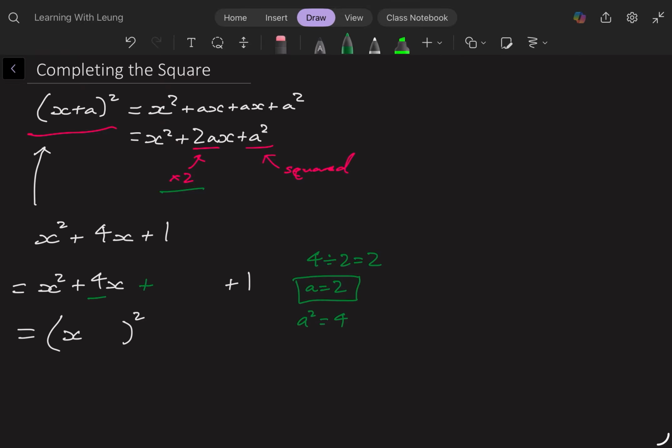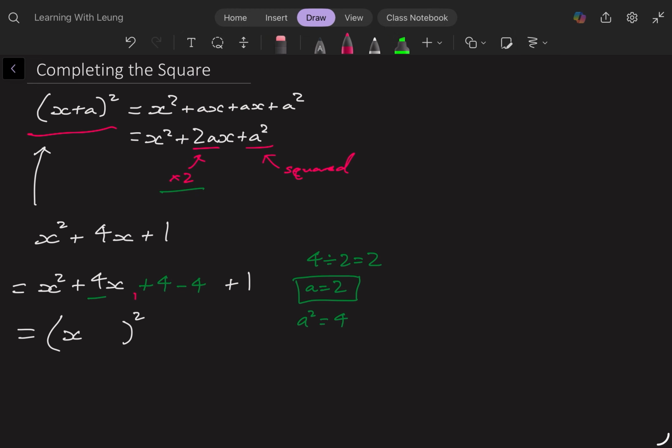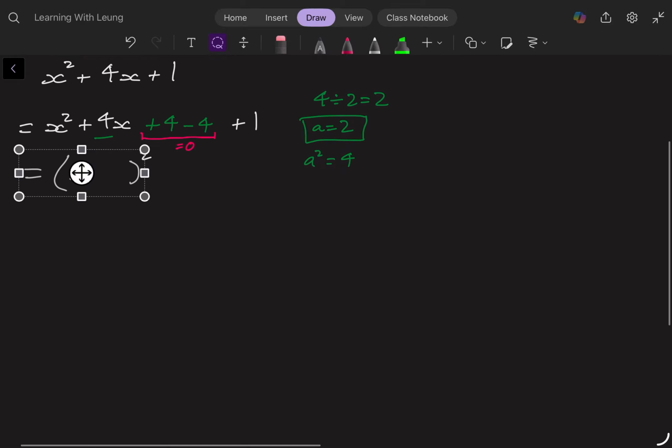And what we can do is add a squared, or in this case, we can add 4, and we can subtract 4, because this thing just becomes 0, right? So in other words, I've really done nothing. This is equal to 0. But what I've done now is I've created a term that completes my square. What I'm going to do is move this thing a bit lower so we can see.